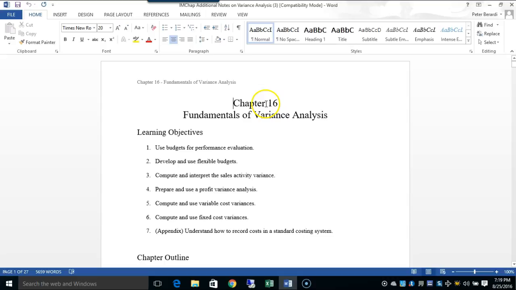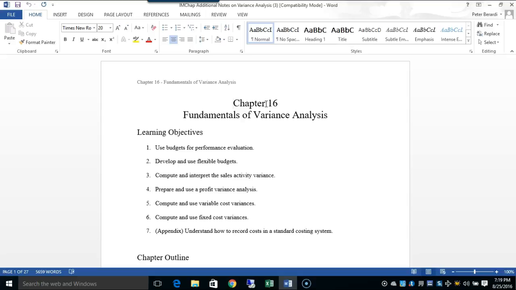I know this says chapter 16, and this is from an undergrad class, and I like these lecture notes a lot more than our graduate book lecture notes, which I think are not as good.